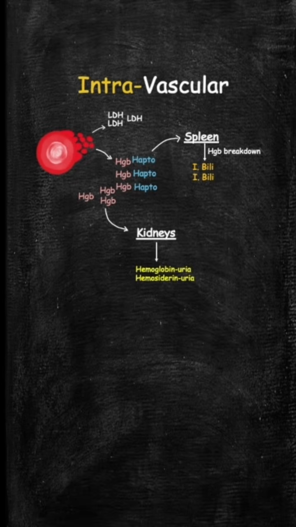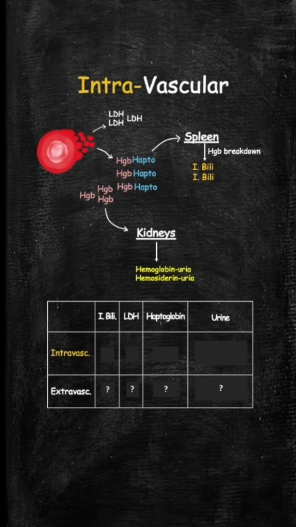The rest of the free hemoglobin in blood travels to the kidneys and gets filtered, so the urine ends up containing hemoglobin and hemosiderin. And so the lab findings of intravascular hemolysis are increased serum bilirubin and LDH, decreased serum haptoglobin because it's being used up by binding hemoglobin, and the presence of hemoglobin and hemosiderin in the urine.